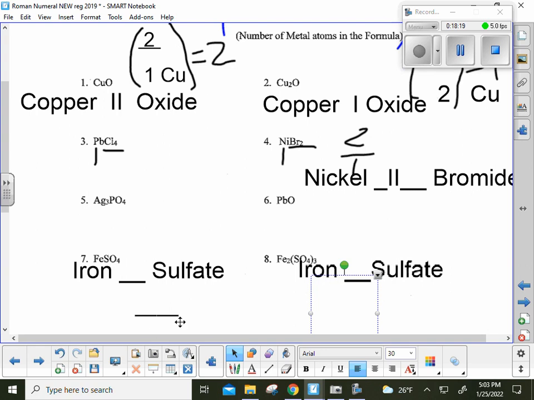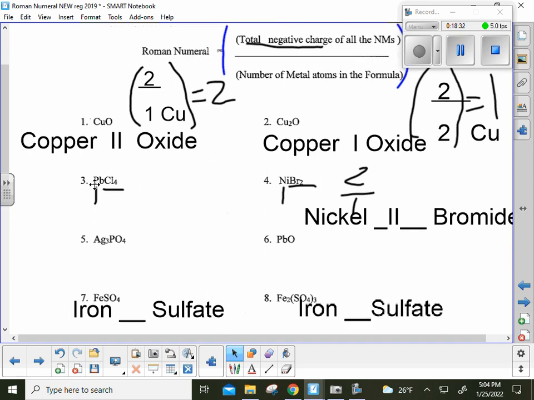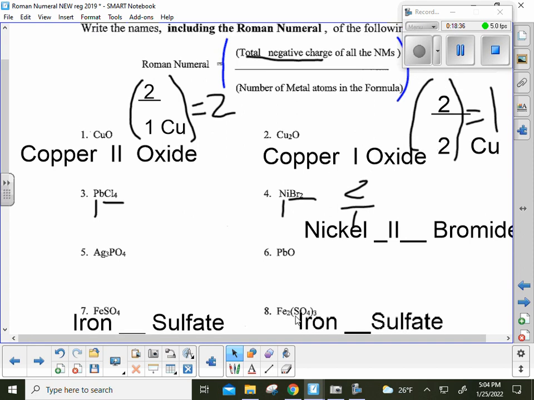I was going to set up and do some more of these bottom two, but I think I want to end the video now. But I've got a couple examples here between the copper 2 oxide and the copper 1 oxide, and even the nickel 2 bromide. They're all done for you. You try out number 3, 4, 5, 6, 7, and 8, and see what you get, and check out the answer key that's posted in Schoology.